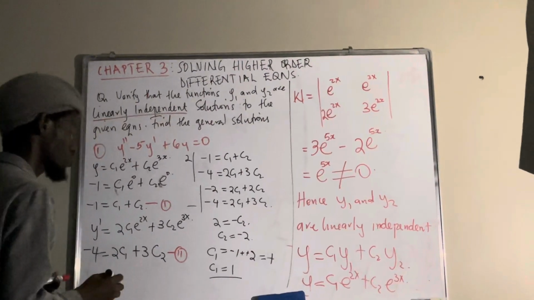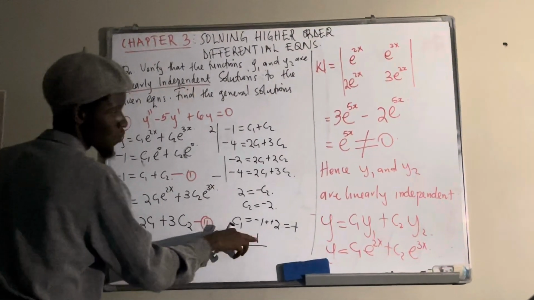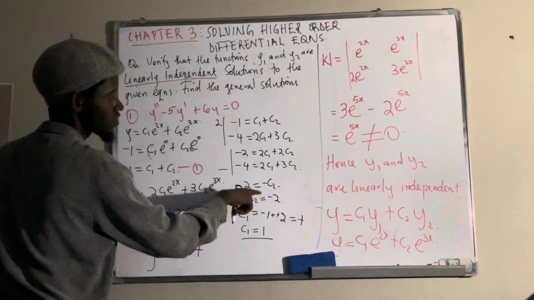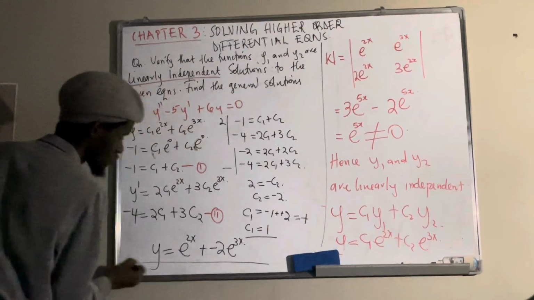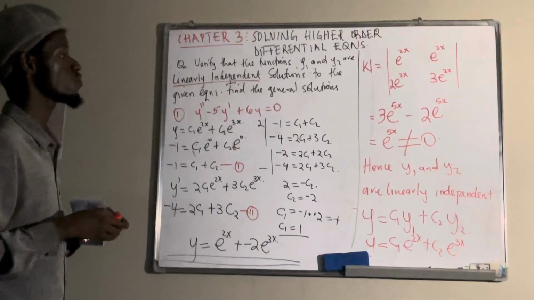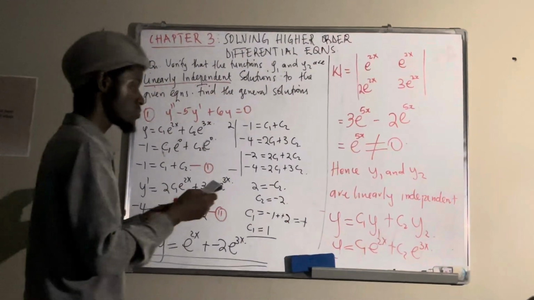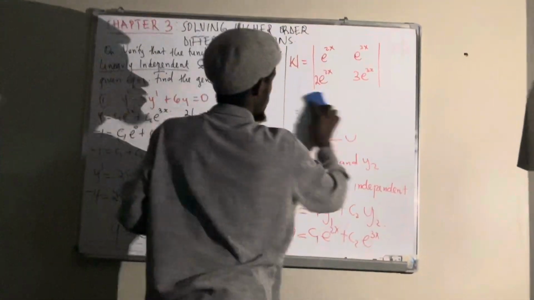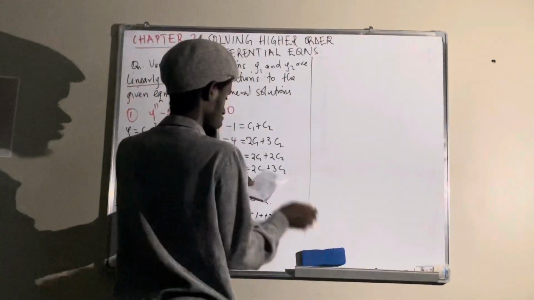Therefore, I can write my solution as y equals, instead of writing C1, I just write 1, which is the same as having e power 2x, plus C2, which is negative 2, e power 3x. And this will be my solution to that differential equation, since I have two linearly independent solutions, y1 and y2. And let this be a take home. Do it, and then we shall see the solution afterwards.